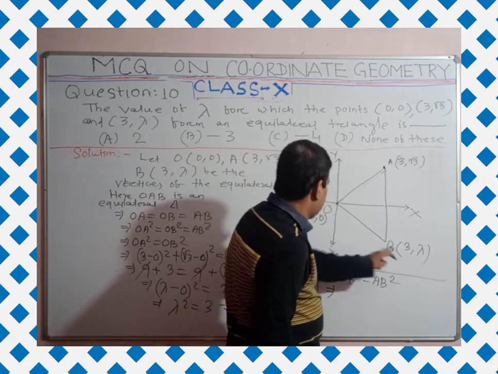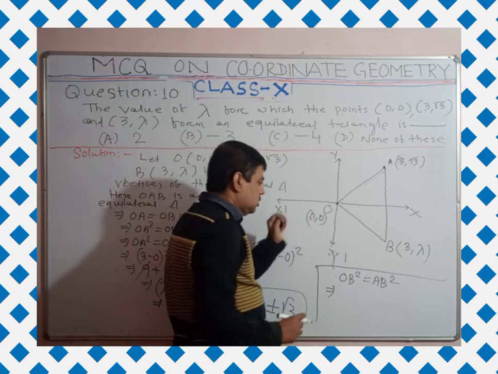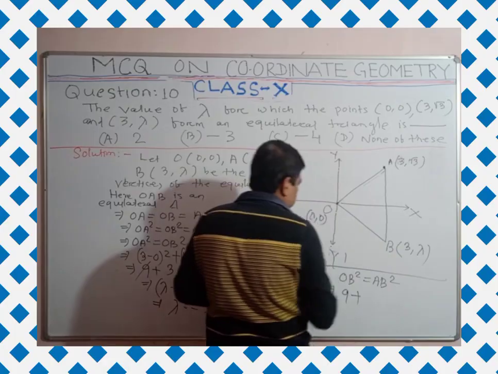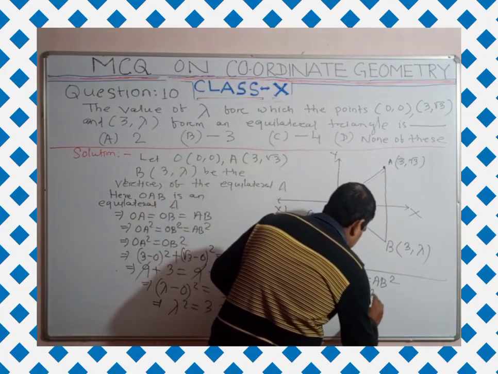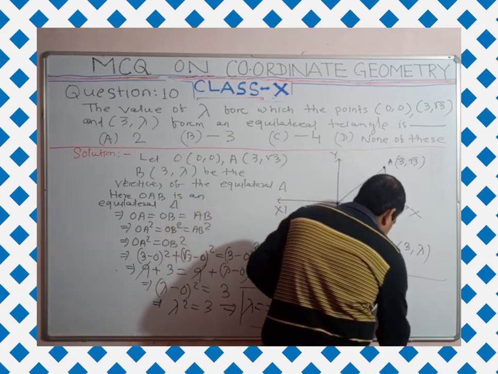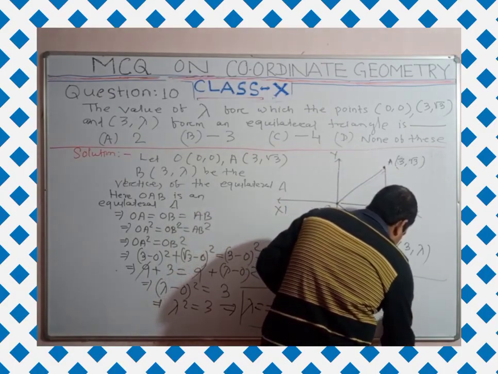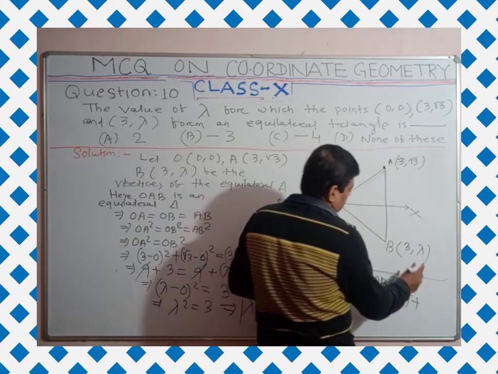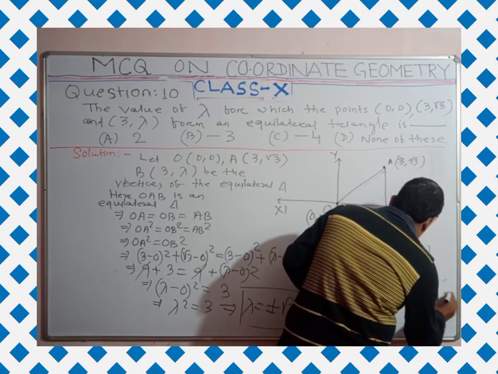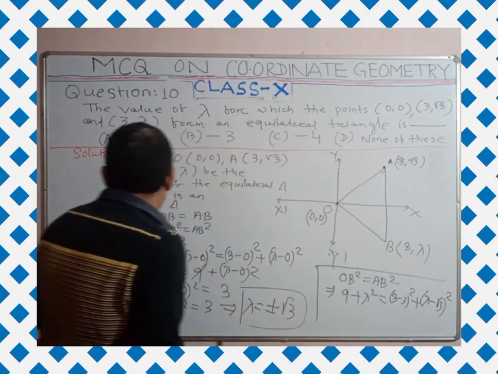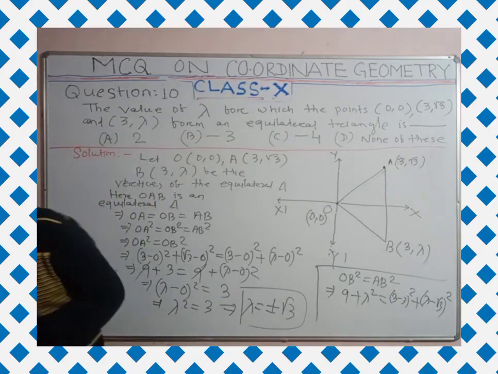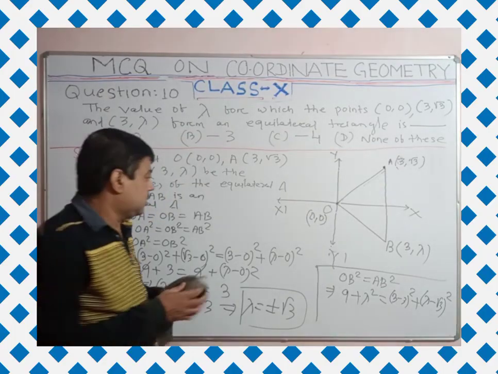You see, 3 minus 0 means 3 whole square means 9, plus lambda minus 0 means lambda whole square means lambda square. And AB distance will be what? 3 minus 3 means 0 square, plus lambda minus root 3 the whole square. Yes or no? Understand? Okay, is it clear? Okay, let us solve with this one.